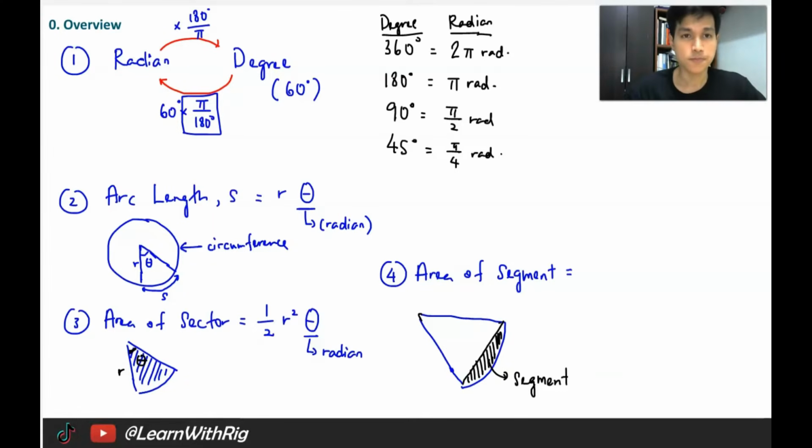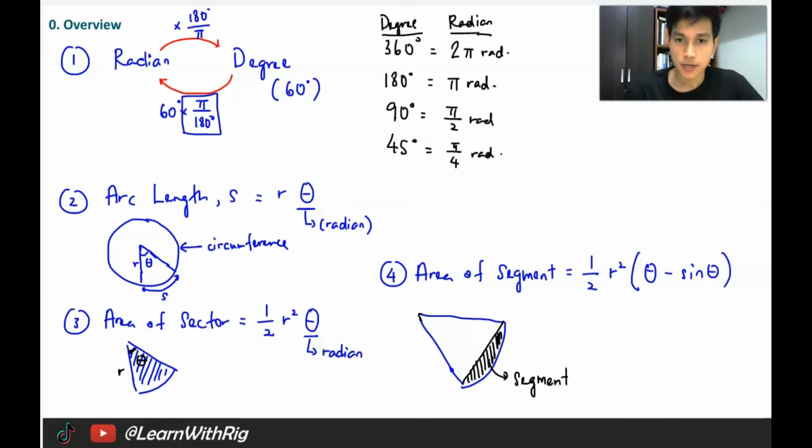There are two ways you can do it. The first is the manual way, which is you find the whole sector area minus the triangle. That's one way. The second way is using this formula that I'm going to show you: 1 over 2 r square, theta minus sine theta.